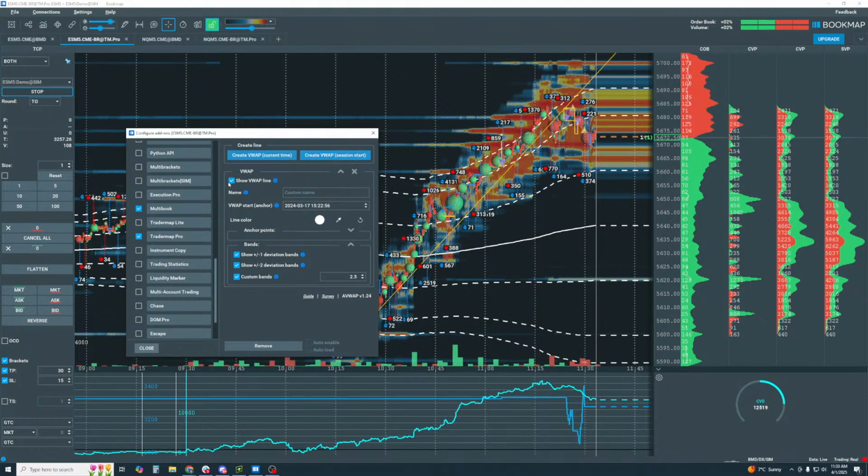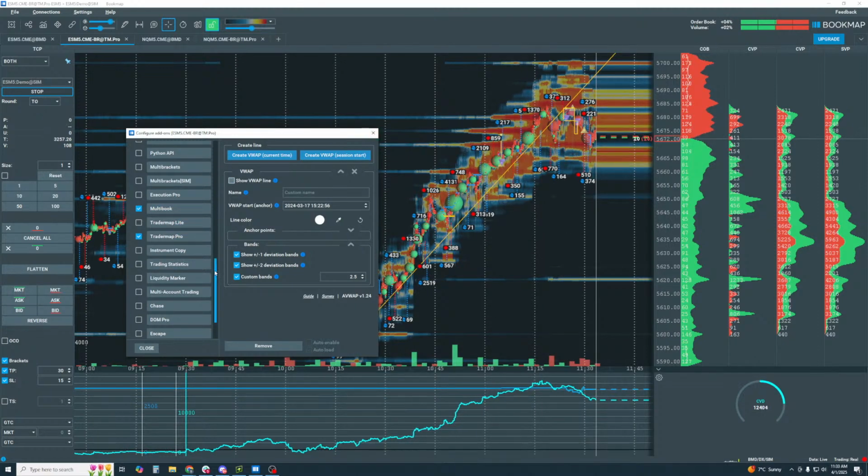Anyway. Let's just kind of simplify our chart again.